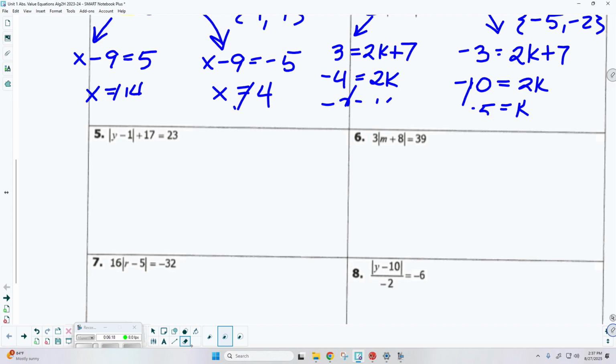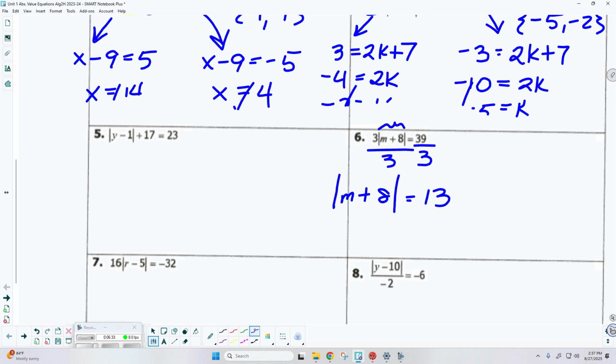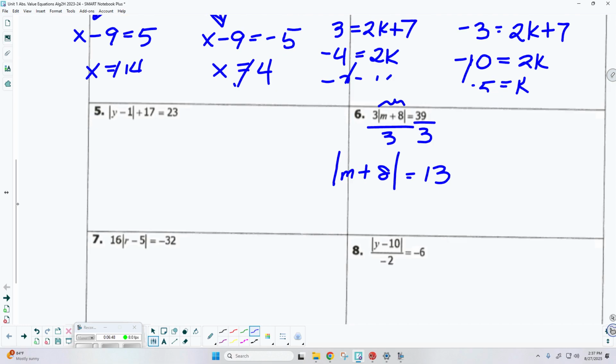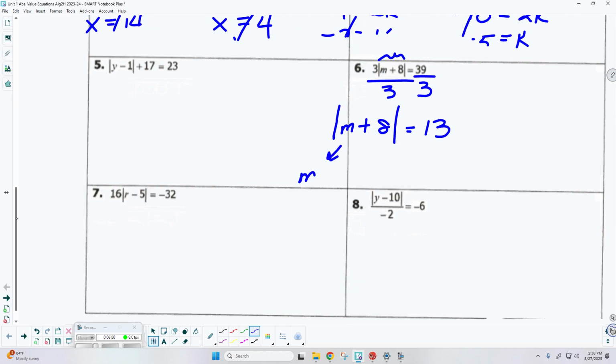Okay. So the first step when solving an absolute value equation is you first have to get the absolute value all by itself. So I'm going to go ahead and divide through by 3. So that's going to give me the absolute value of m plus 8 is equal to 13. Now, once you've got your equation where the absolute value, there's nothing outside those bars, this is when you create your two equations. The first equation will look exactly like you see right here. So I'm going to say m plus 8 is equal to 13.